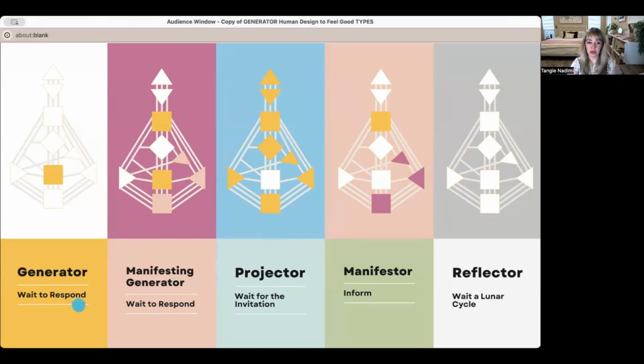So, generators and manifesting generators are waiting to respond. Projectors are waiting for an invitation. Manifestors are informing, and reflectors are waiting a lunar cycle. And we're going to go deeper into all 5 types in the upcoming lessons.